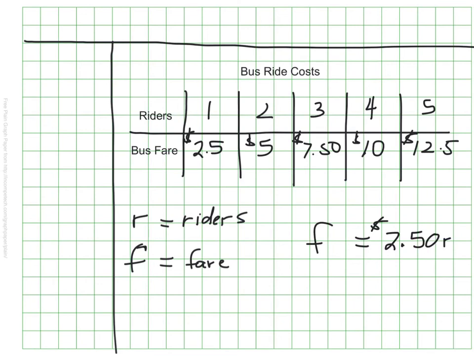Does your equation show $2.50 times R equals F for fare? If so, that matches mine, and that'll work. That's a great way to show the relationship between the riders and the bus fare. And we would be able to then go on and use this equation to figure out how much it would cost for 10 riders or 30 riders or 72 riders. And we can also work backwards if we know how much we've paid to figure out how many riders there were.